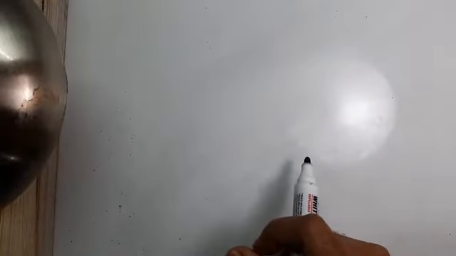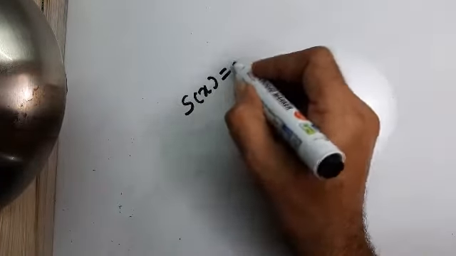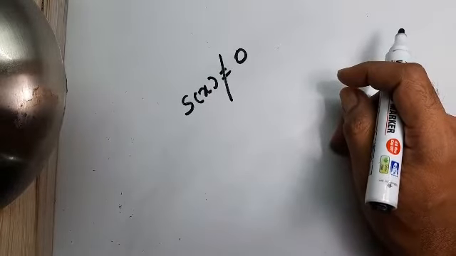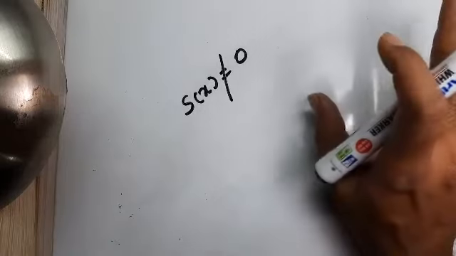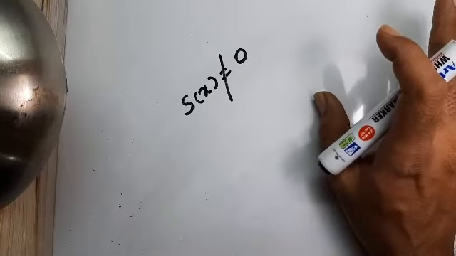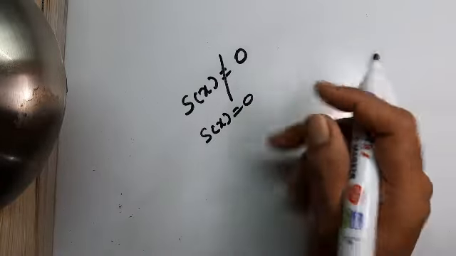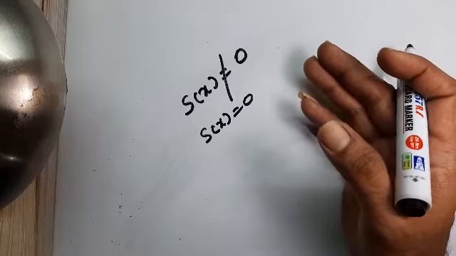To start with, if my syndrome is not equal to 0, that indicates that there are one or more bits corrupted in the received code word. If this S(x) is equal to 0, that indicates that the received code word does not have an error.